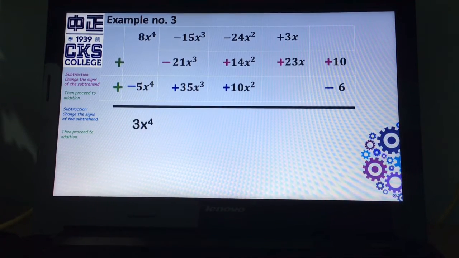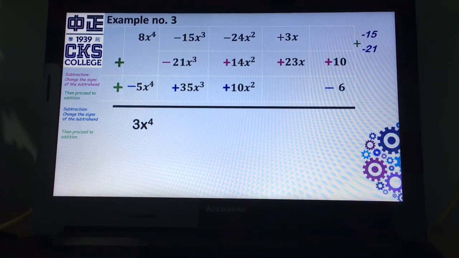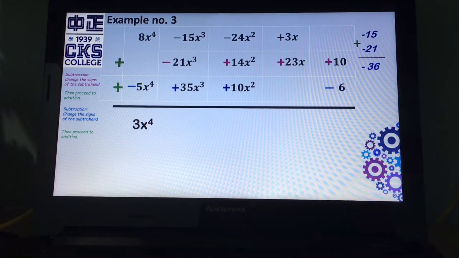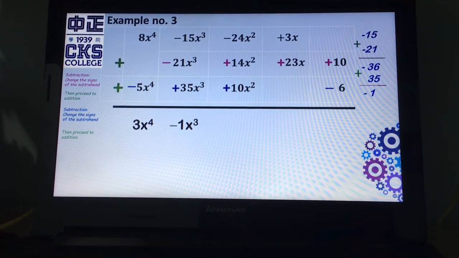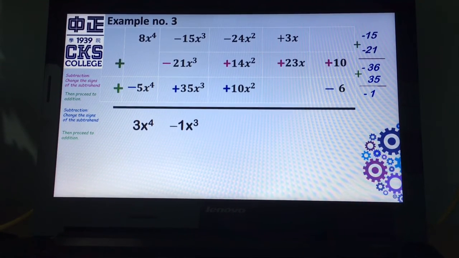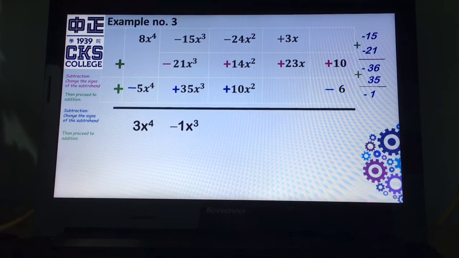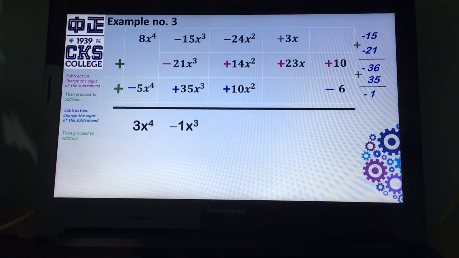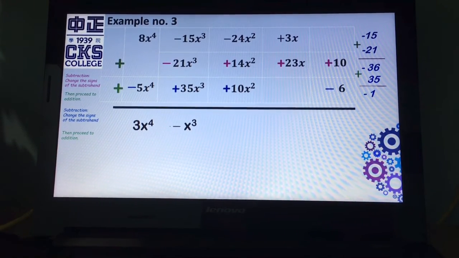So 8 plus negative 5 is positive 3x to the 4th. The negative 15 plus negative 21 will give you negative 36. Plus 35 will give you negative 1. So you have negative 1x cubed. But in mathematics, if the numerical coefficient is negative 1, we just write it as negative x cubed.